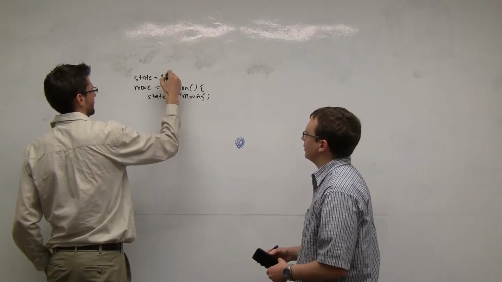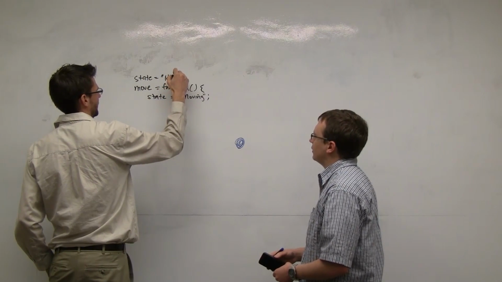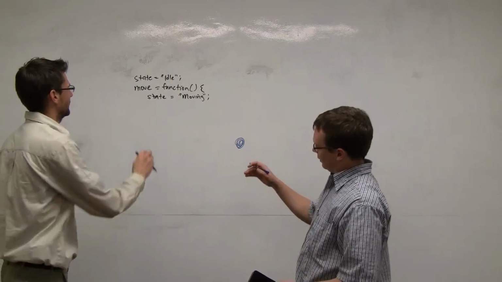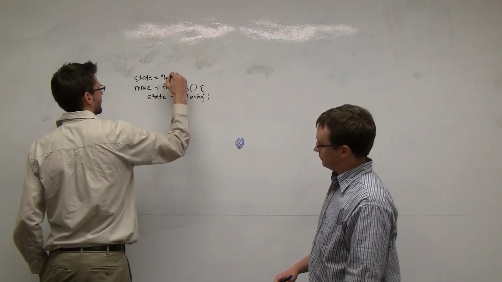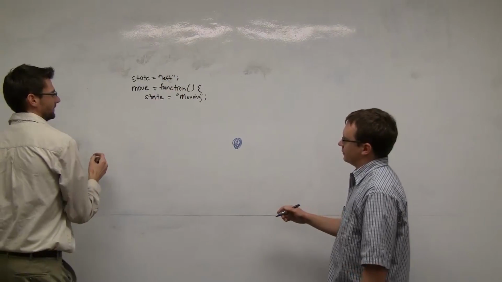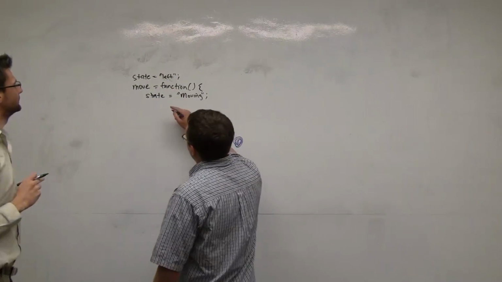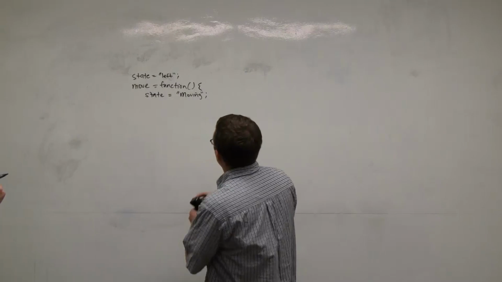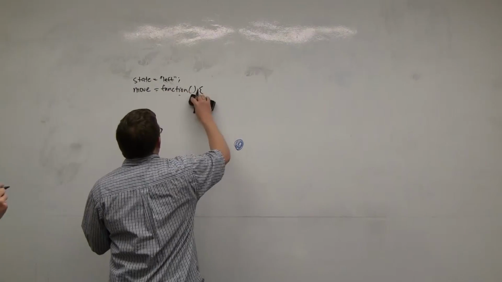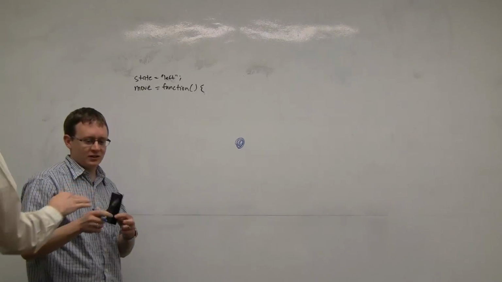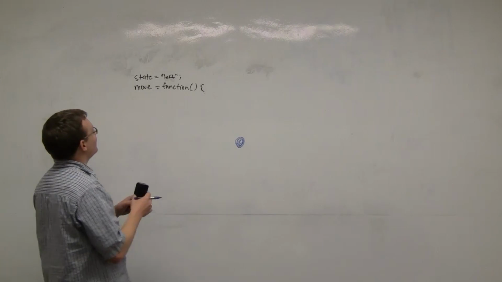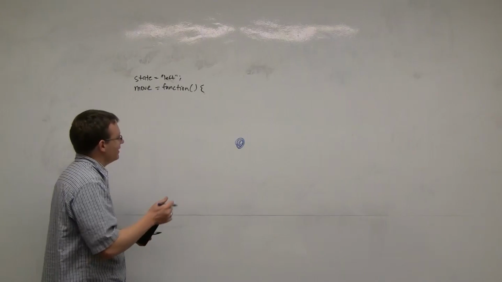State equals idle, I guess. We'll call it left, because we have left, right, and moving. Okay, left it is. Now, what do I do? This is how it actually works during the day. That's exactly how you write code, huh? He'll write something and I'll erase it.